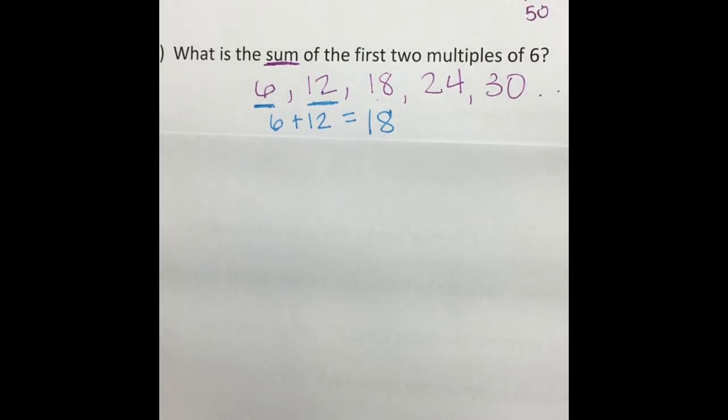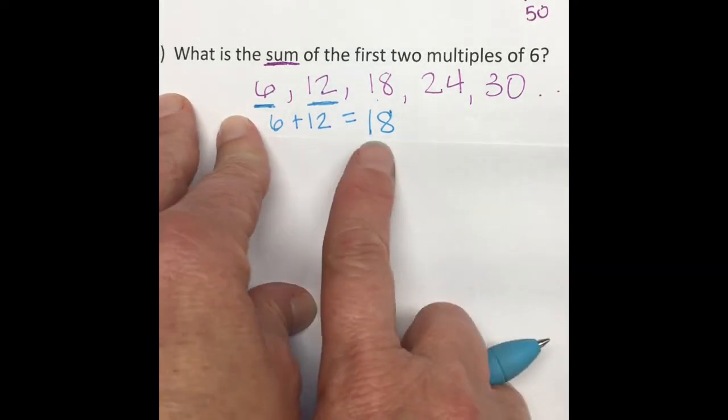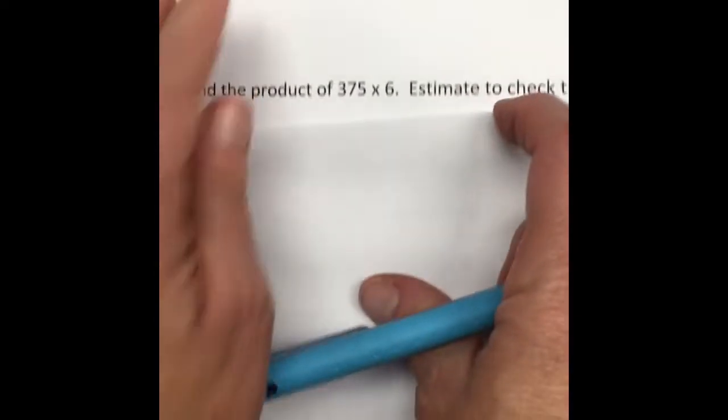So make sure you're reading the instructions clearly. What is the sum of the first two multiples of 6? Well, it is 18.